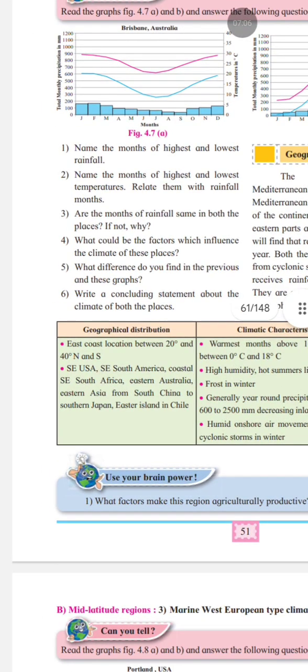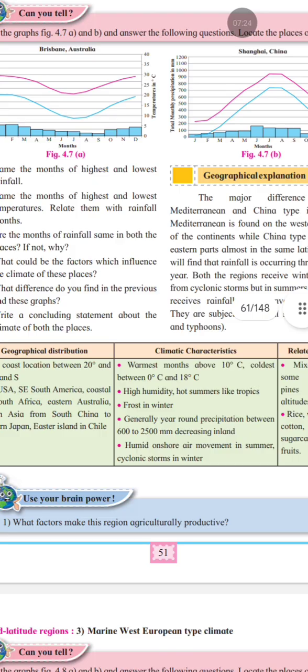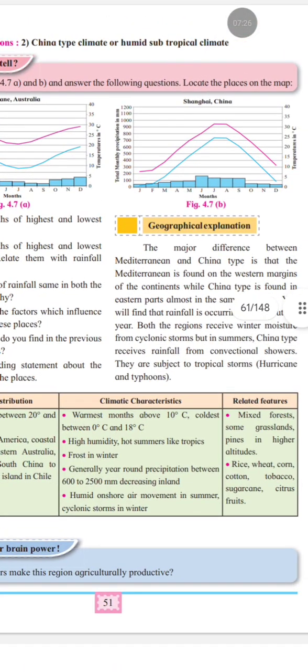Second question is name the months of highest and lowest temperatures, relate them with rainfall months. In Brisbane the highest temperature occurs in January and the lowest in July. Rainfall is highest in February while January also receives high rainfall. In Shanghai the highest temperature occurs in July and the lowest in January. Rainfall is highest in June and lowest in December. So in both places the highest rainfall occurs around the warmer months, but the exact months are different.